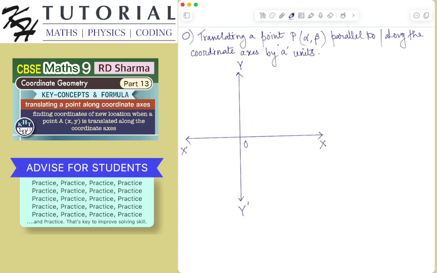I will remove the coordinate axis so that we are not biased about in which quadrant the point lies. So let's say this is the point P whose coordinates are alpha comma beta. Abscissa is alpha and ordinate is beta.